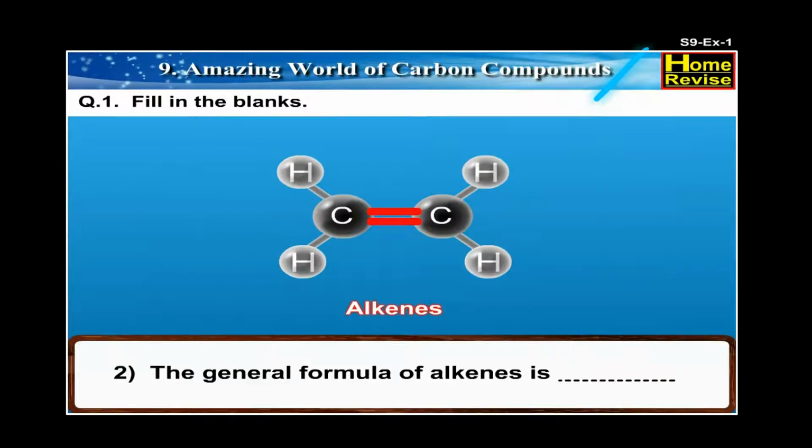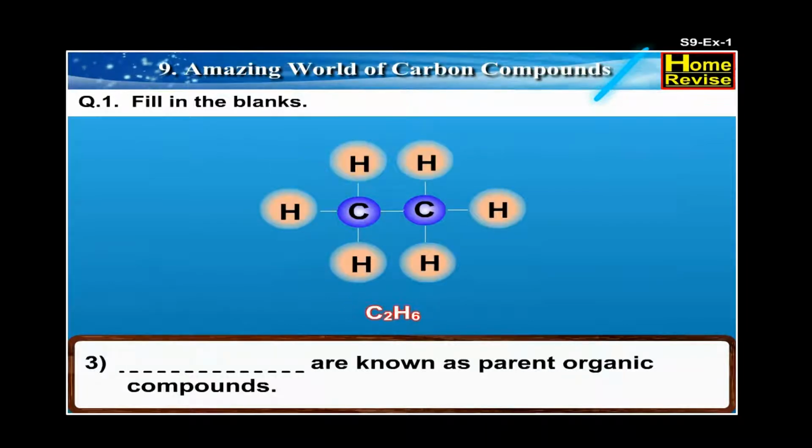2. The general formula of alkenes is dash. The answer is the general formula of alkenes is CnH2n. 3. Dash are known as parent organic compounds. The answer is hydrocarbons are known as parent organic compounds.